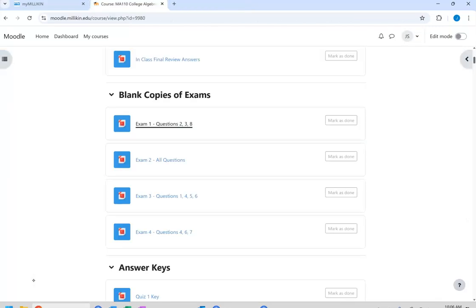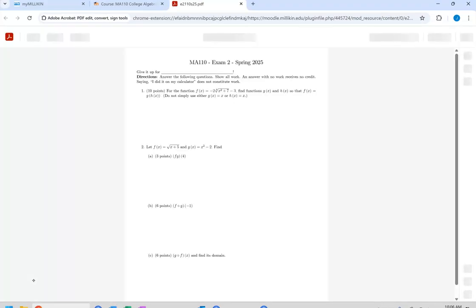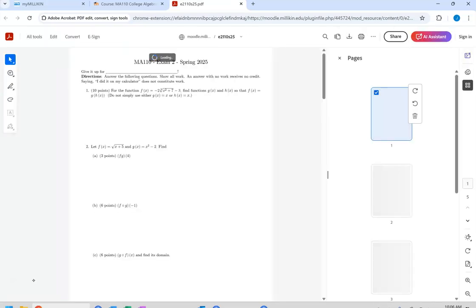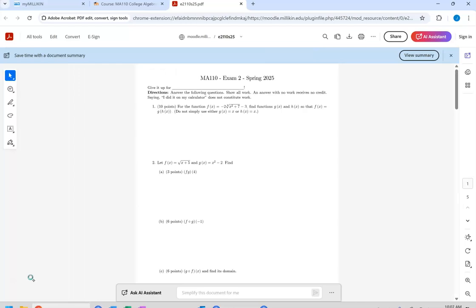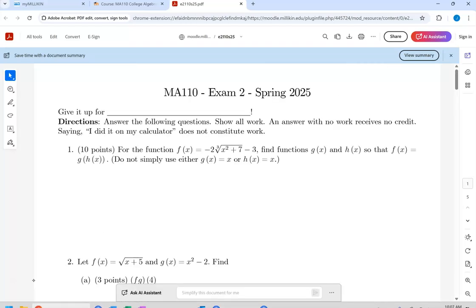Let's go back here and pull up the next one. This one says all questions. Let's see what's going on with this one. Okay. Oh my, why do you have to open up 10 things when you open up a document? Okay. I want to see the document.